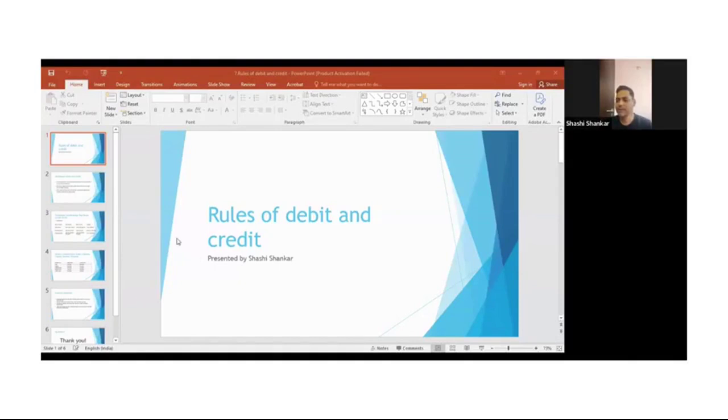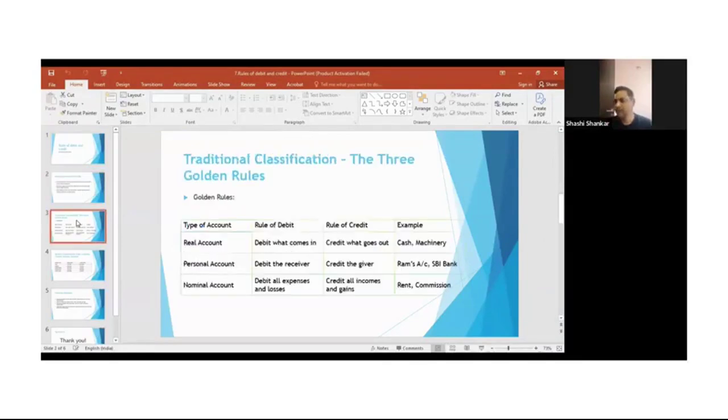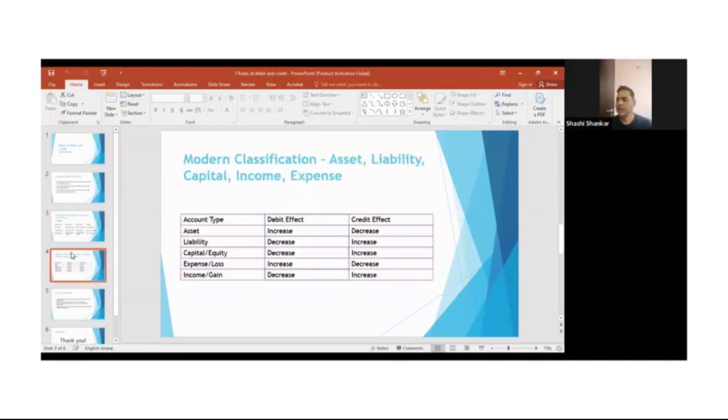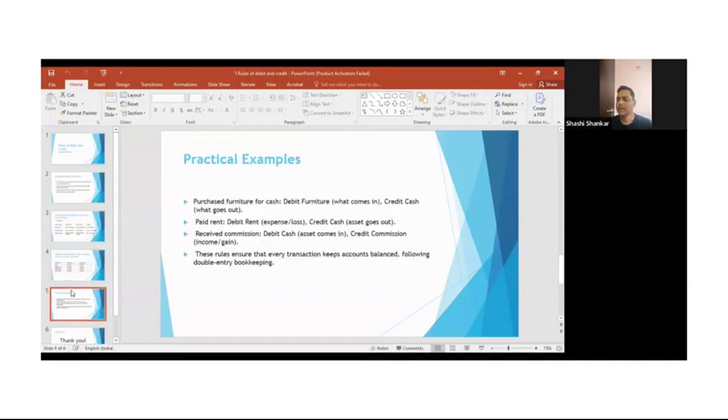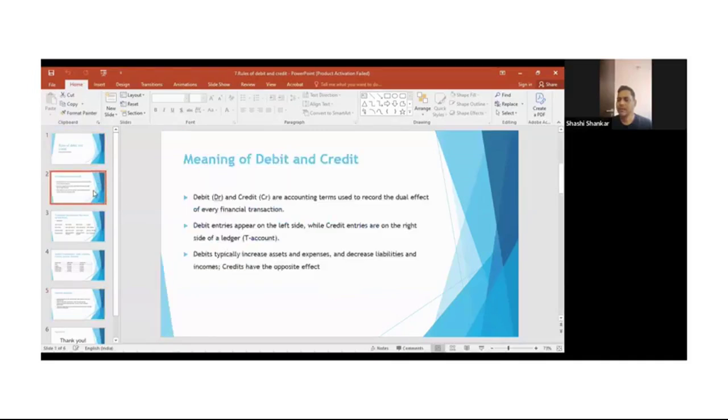Okay, so in this I'm going to cover three portions: the meaning of debit and credit, the traditional classification, the modern classification, and finally some practical examples. To begin with, the introduction or meaning of debit and credit.